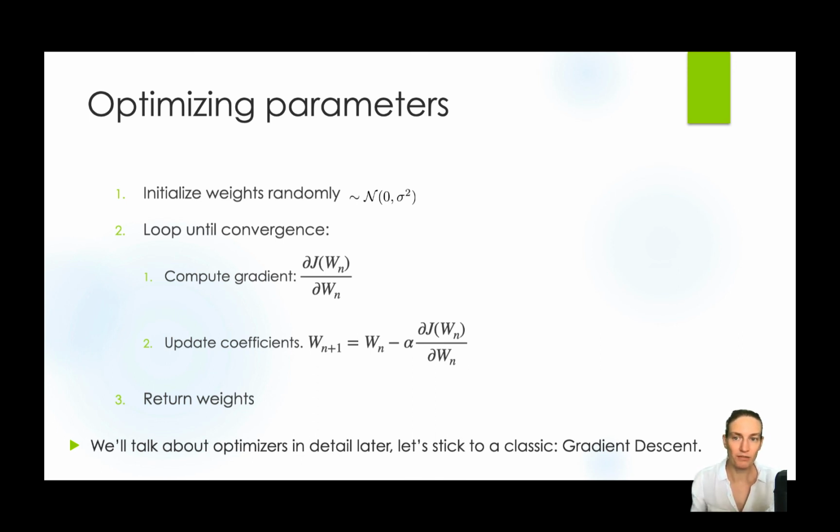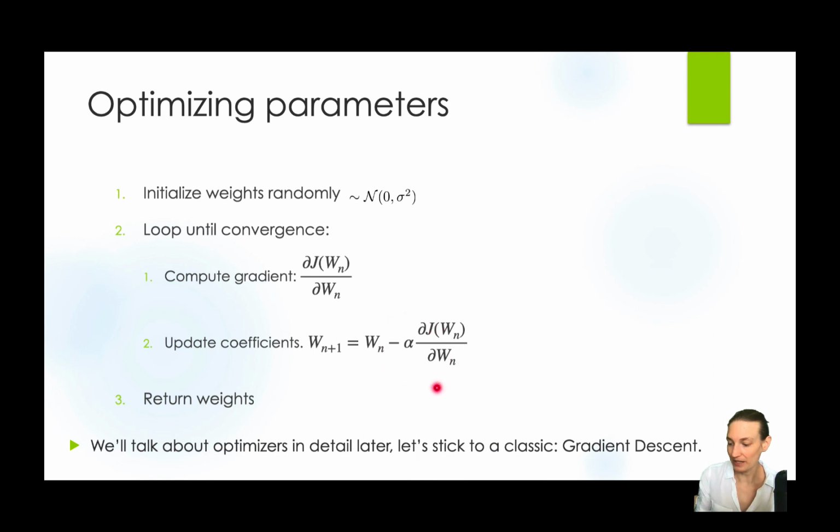Well, first, whenever we have a model, it has weights, coefficients that we need to learn. We initialize the weights randomly using a normal distribution. There are other ways to initialize the weights, but we won't go into this. Then we compute the gradient. The gradient is basically the partial derivative for each weight. We update the coefficients using the formula displayed here.